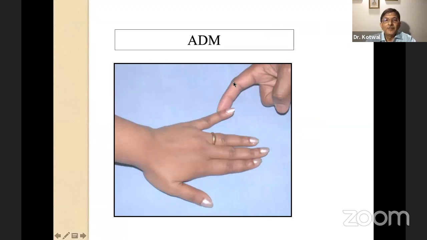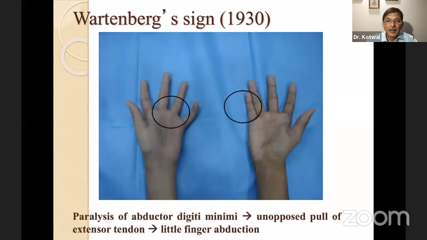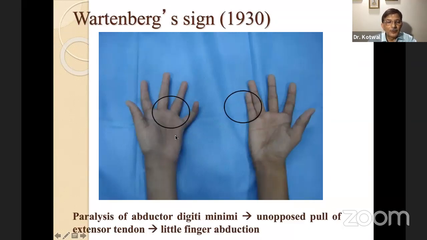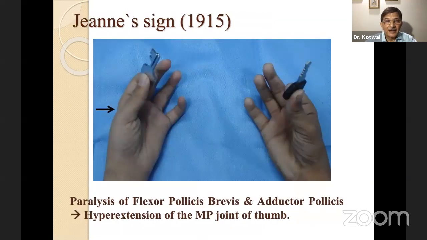Then the testing of the abductor digiti minimi: you can ask by applying force to the action of the abductor digiti minimi. This you will be able to do if it is intact. But otherwise, in a paralyzed hand, you lose control of the little finger because of the paralysis of the abductor digiti minimi. What happens is that because of the unopposed pull of the extensor tendon, the little finger goes into a little abduction and hyperextension. So you will not have control over the little finger. This is again because of the paralysis of the abductor digiti minimi muscle.